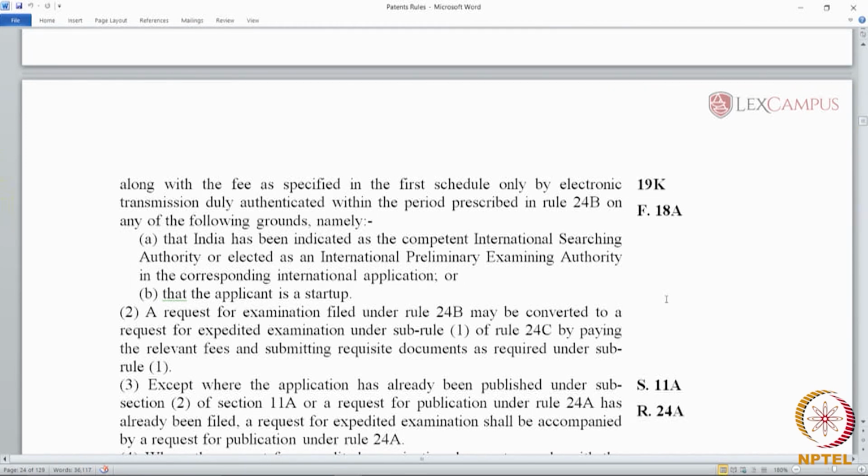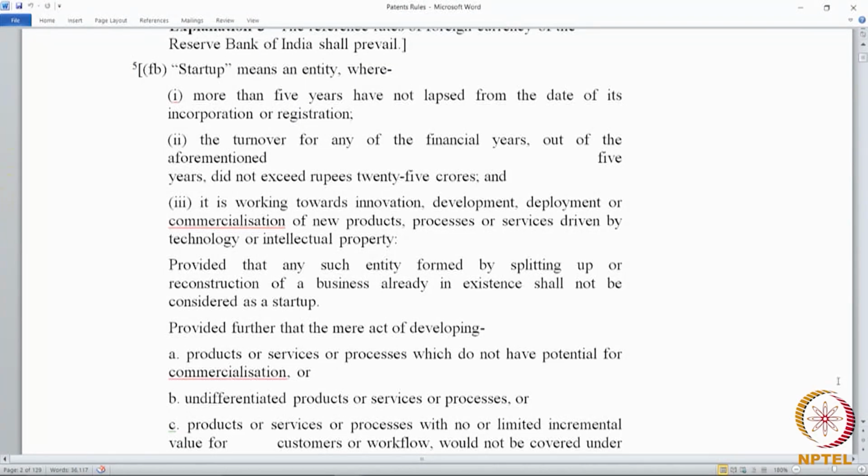A startup is defined in Rule 2FB. Now, let us look at the definition of a startup. Startup is defined in Rule 2FB, was introduced by the Patent Amendment Rules 2016, and this was a part of the Startup India policy that the Patent Office now has relaxed fees and expedited examination for startups. So, these are two privileges that are extended to startups.